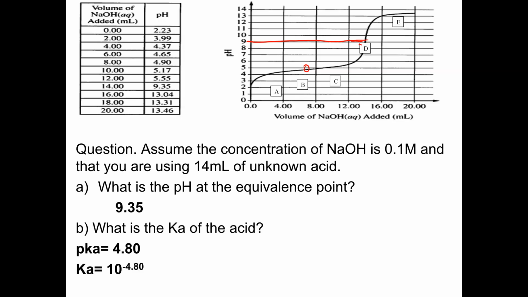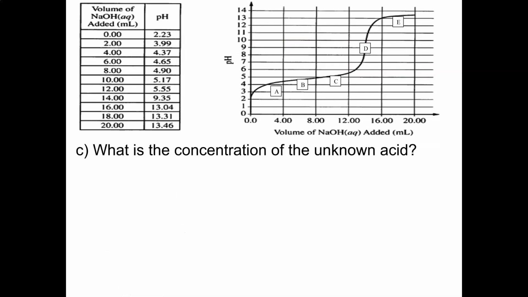You're close enough. So your Ka is equal to 10 to the negative of that, which means your Ka is equal to 1.58 times 10 to the negative 5. So that's what you would use to identify the acid if you had to do that. You look at the Ka values and match it up. Closest one to it would be the answer. What's the concentration of the unknown acid?